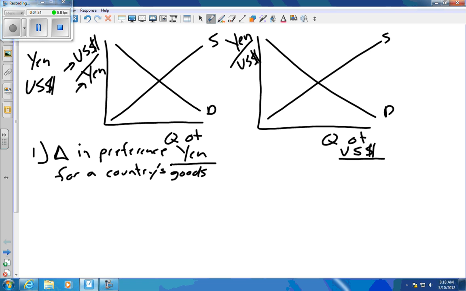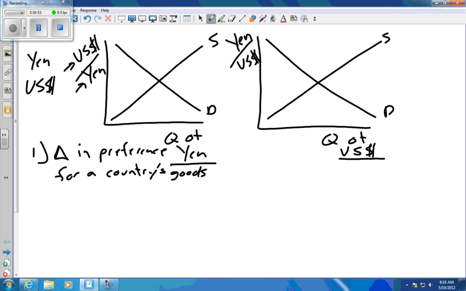Okay, and does some of it get peeled off and you pay the shippers and pay Best Buy and pay all this stuff? Of course. But for the sake of this course, it's much more simplified. If you're buying Sony products, you're buying yen and then buying Sony products. Okay, so change in preference for a country's goods. If people want those goods, demand for that currency goes up.